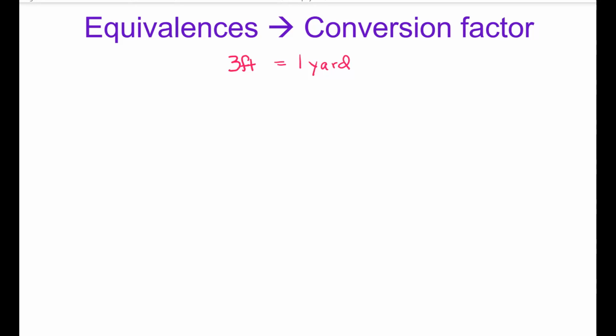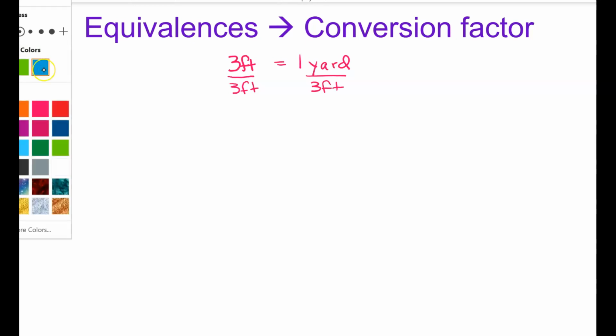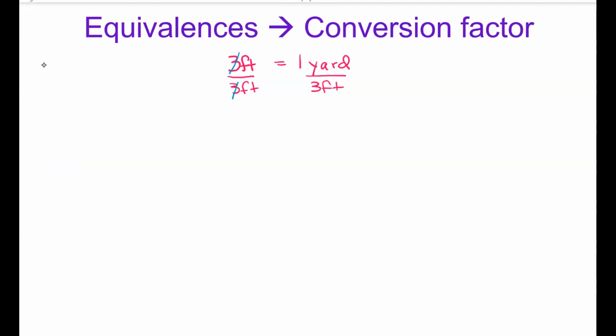So imagine I take this equivalence and I divide both sides by 3 feet. When I do that, the 3's cancel on this side, the feet cancel, because feet divided by feet is equal to 1. And now I have a conversion factor that is 1 yard divided by 3 feet.